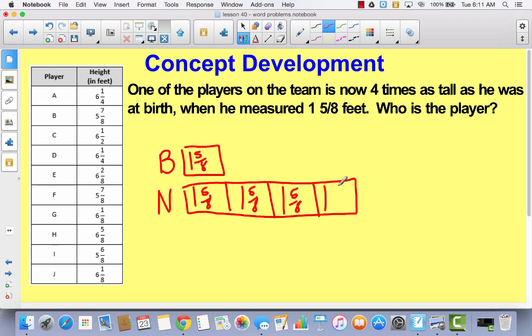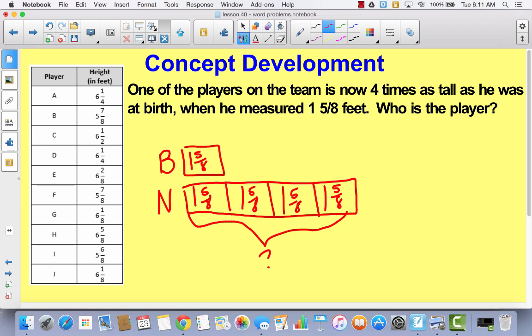So let's think about what the question is asking. Well, first of all, it asks who is the player. So before I can figure out who the player is, what am I going to have to solve for here? Well, I'm going to have to solve for how tall the player is now. So what could I do to solve this?